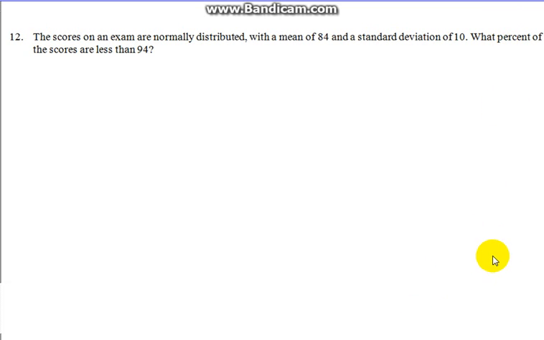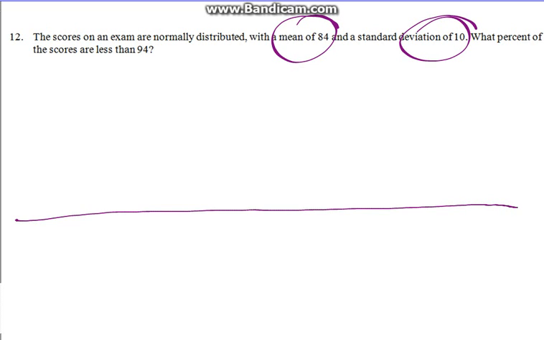Our last problem here, number 12, says the scores on an exam are normally distributed with a mean of 84 and a standard deviation of 10. So these are important. There's our mean and our standard deviation. Now we can draw our graph. We know that the mean is 84. And from there, we can get our standard deviation.